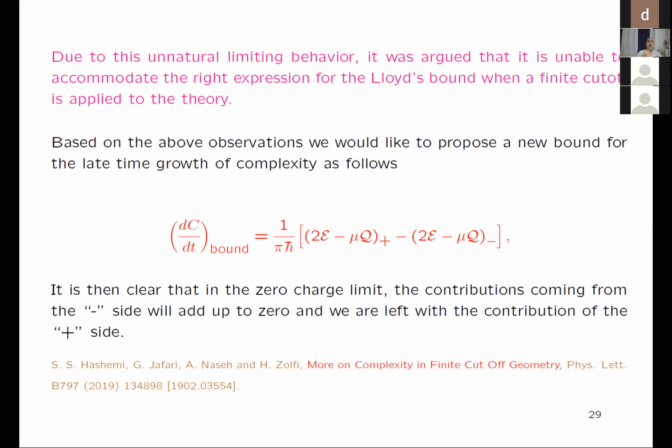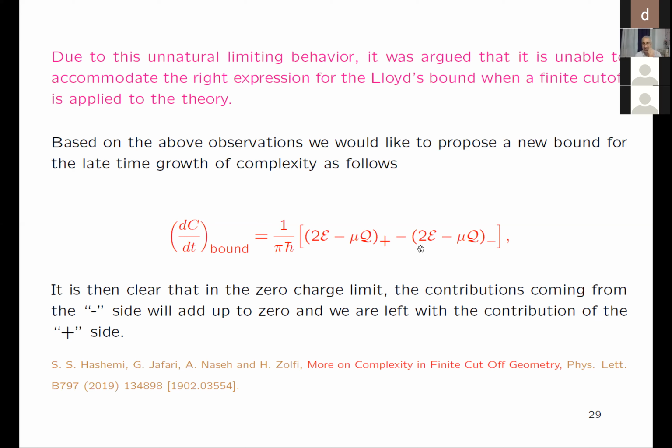And moreover, due to this unnatural limiting behavior, it has been argued in this paper that the expression I showed you here is unable to accommodate the right expression for the Lloyd bound when a finite cutoff is applied to the theory. Based on these two observations, we propose a new bound or new expression for late time complexity growth, which is given by this expression, which is almost the same, except that there are some extra factors of 2, 1 here, 2 here and 2 here.